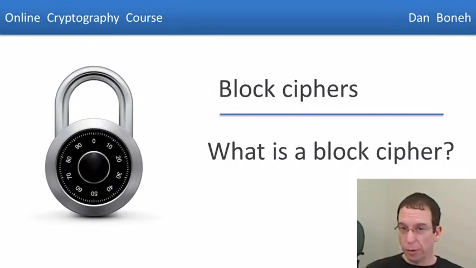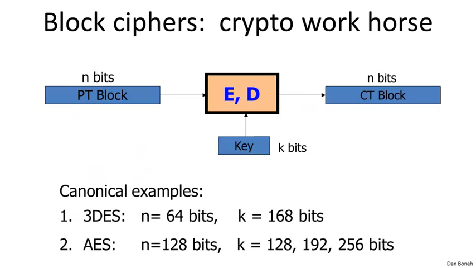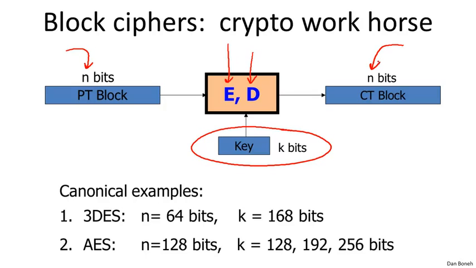Now that we understand stream ciphers, we're going to move on and talk about a more powerful primitive called a block cipher. A block cipher is made up of two algorithms, E and D. These are the encryption and decryption algorithms, and both take as input a key K. The point of a block cipher is that it takes an n-bit plaintext as input and outputs exactly the same number of bits. So it maps n bits of input to exactly n bits of output.